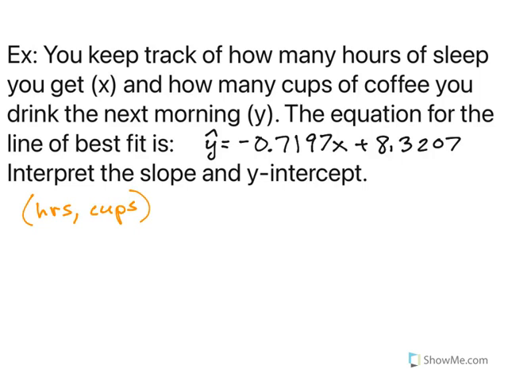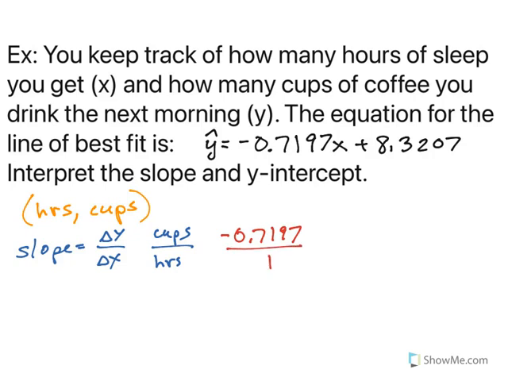Let's do the same thing. Okay, so slope, change in y over change in x. Y is the cups of coffee. X is the hours of sleep. Let's write what we have. Our slope is negative 0.7197. Put it over 1. Okay, now, you can look at this and say, well, I don't know how to have a negative cup of coffee. Well, that's fine. Let's move the negative to the denominator.